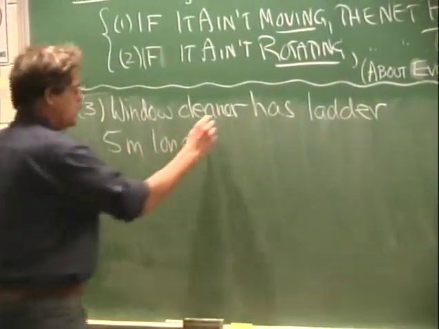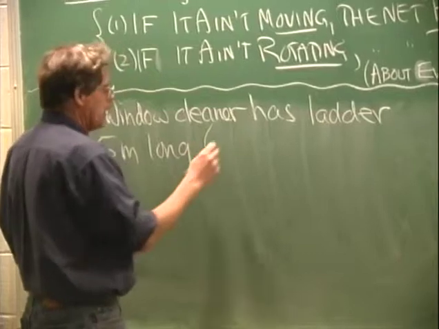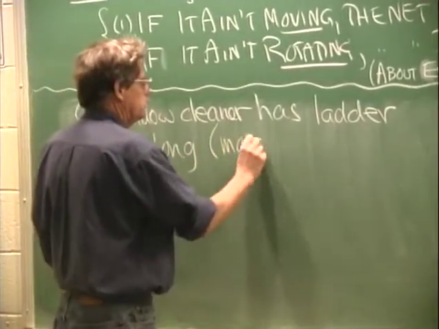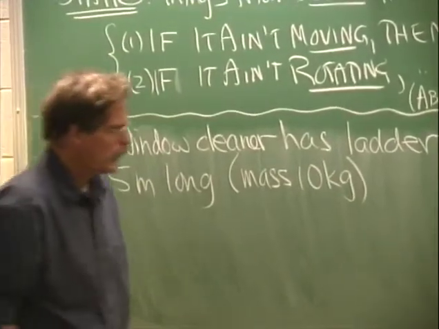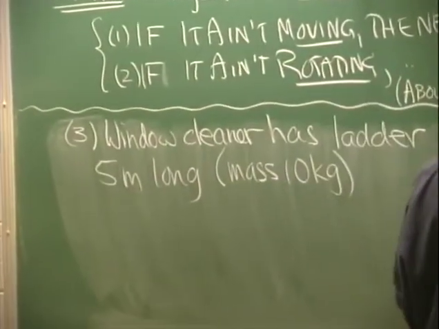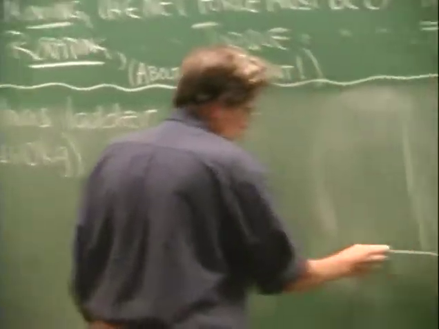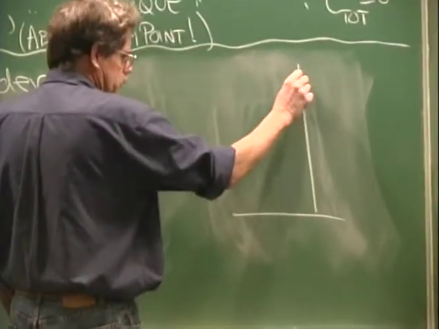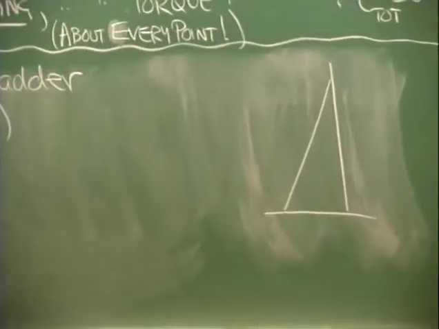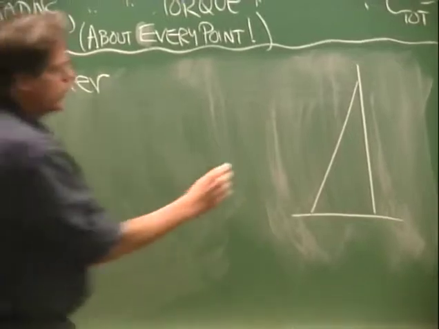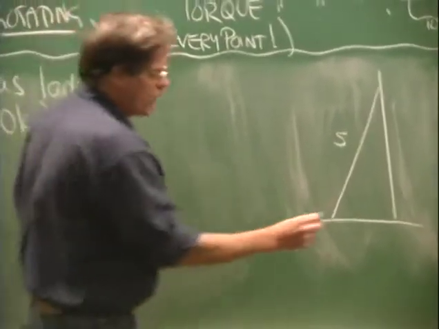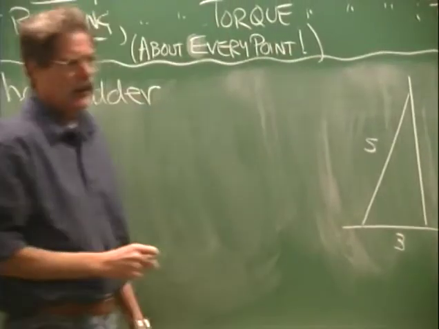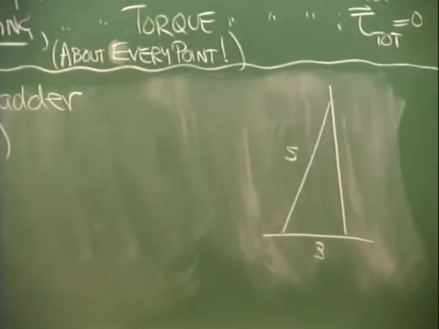And it so happens it weighs 10 kilograms. I mean, its mass is 10 kilograms. He leaves this up against a window. Not a wise idea, but that's what he did. Here's the ladder. It's 5 meters long. And guess what? He puts the base of that ladder exactly 3 meters from the wall of the house.